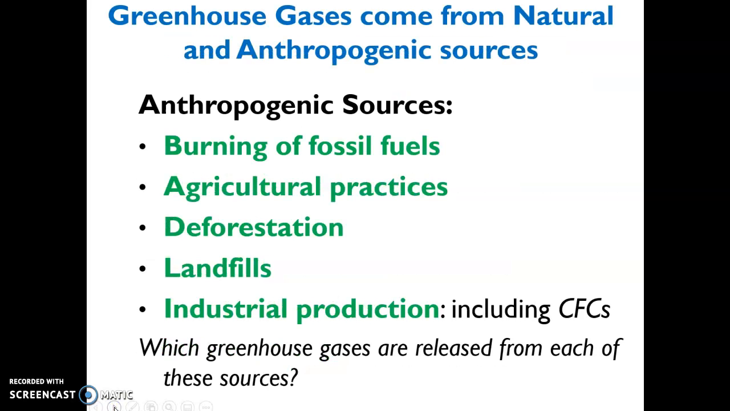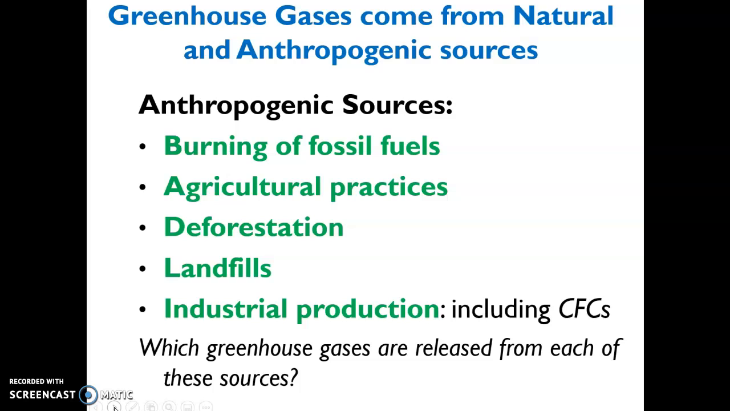Then when you add in anthropogenic sources, we have the burning of fossil fuels. So when we combust things such as gasoline and coal and natural gas, we have a lot of CO2 released. Agricultural practices, a combination of things released. There's a lot of nitrous oxide released due to some of the practices. There's also methane released by livestock, and there's CO2 released by burning of fossil fuels to power farming equipment.